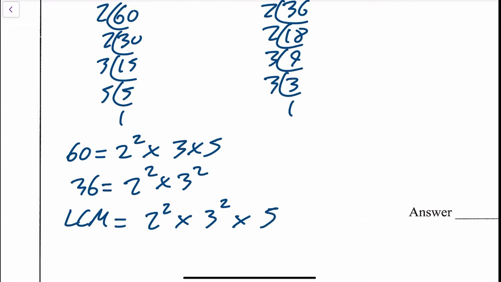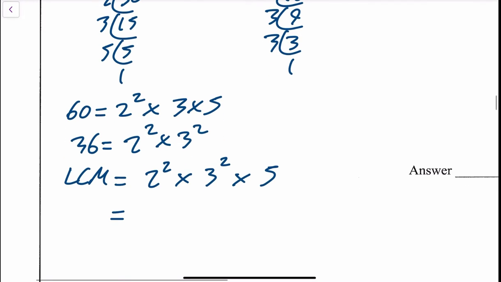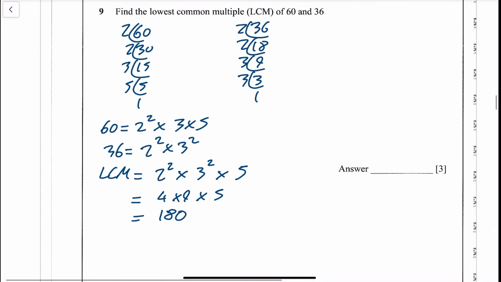And I have a 5, and don't do what I've done here, I haven't actually worked that out. What is that going to be? That is going to be 4 times 9 times 5. Let's do that the easiest way we can. 4 times 5 is 20, and then times 9 would be 180.